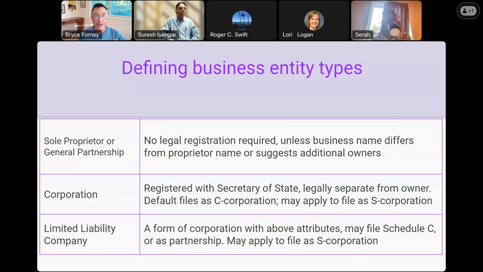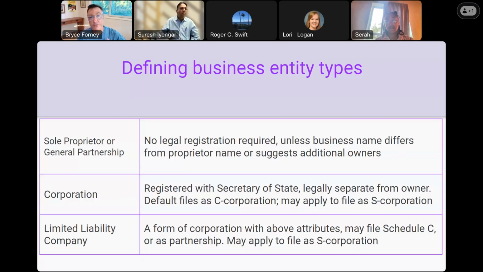And then a separate type of corporation is a limited liability company. So with the Secretary of State, you are still filing to be a corporation, but you are saying specifically that you want to be a limited liability company. It's just another iteration of a corporation. So corporations and LLCs vis-a-vis the Secretary of State are effectively the same.